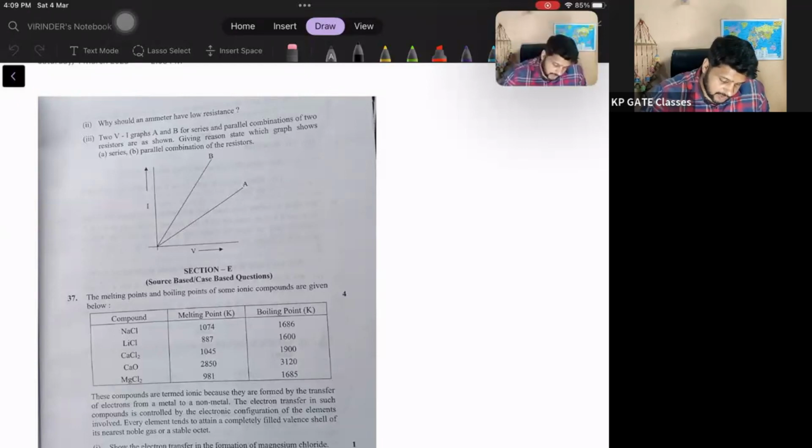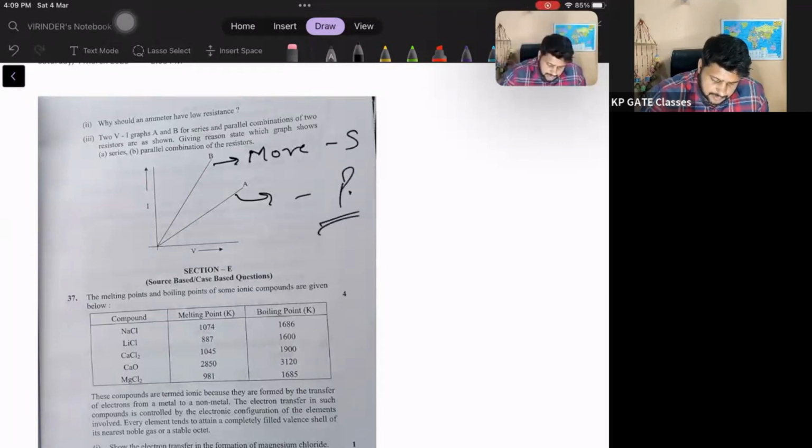Two VI graphs A and B for series and parallel combinations of two resistors are shown. Giving reason, state which graph shows series or parallel combination. You know that in a series connection the resistance increases, giving the maximum resistance, but in a parallel connection we get minimum resistance. So here you can see this has less resistance and this has more resistance. So this is series, this is parallel.